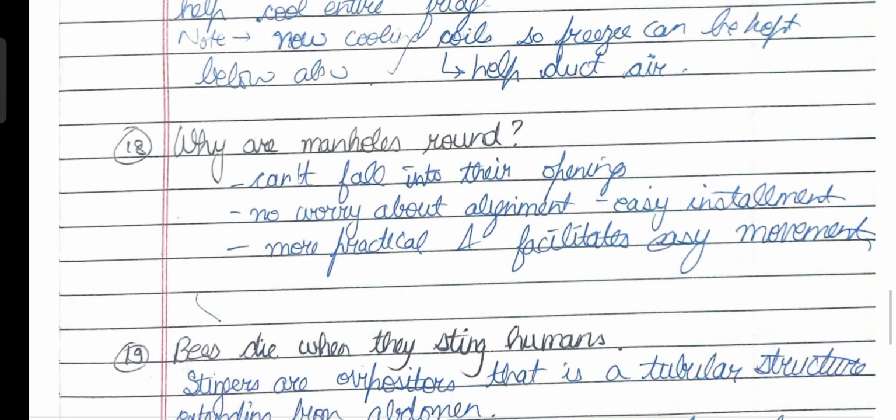For example, if it were square shaped, then someone might place it diagonally, or it might fall into its own hole. So in order to prevent that, mostly the manholes are round, because it cannot fall into its own opening. Secondly, it is easy to install because there is no specific alignment that you need to follow. You can place it in any manner, and it will be placed like that only because of its circular shape. And the third is, it is more practical and facilitates easy movement of people as well as vehicles moving above it.